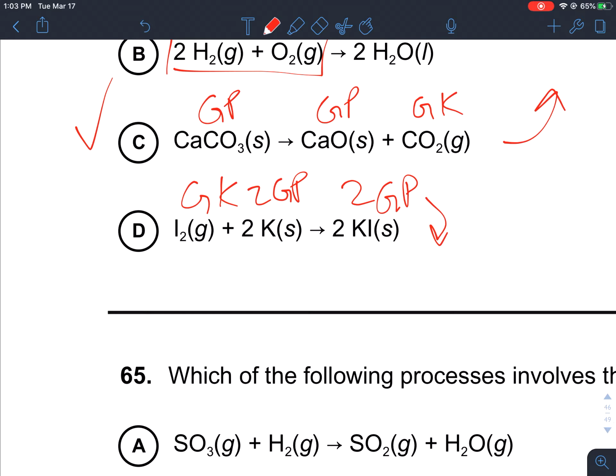We have an increase because you're getting more disorder when you get those gases. Those gases have way more entropy, or way more disorder.